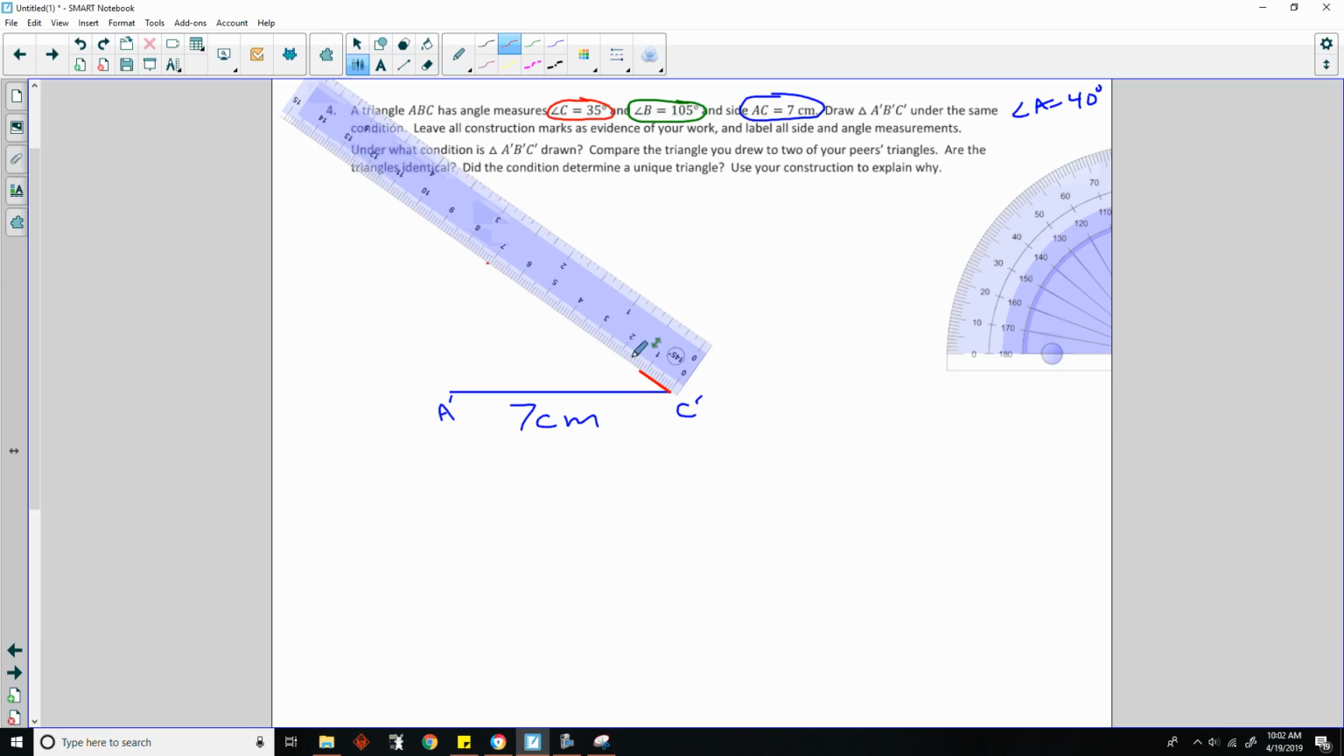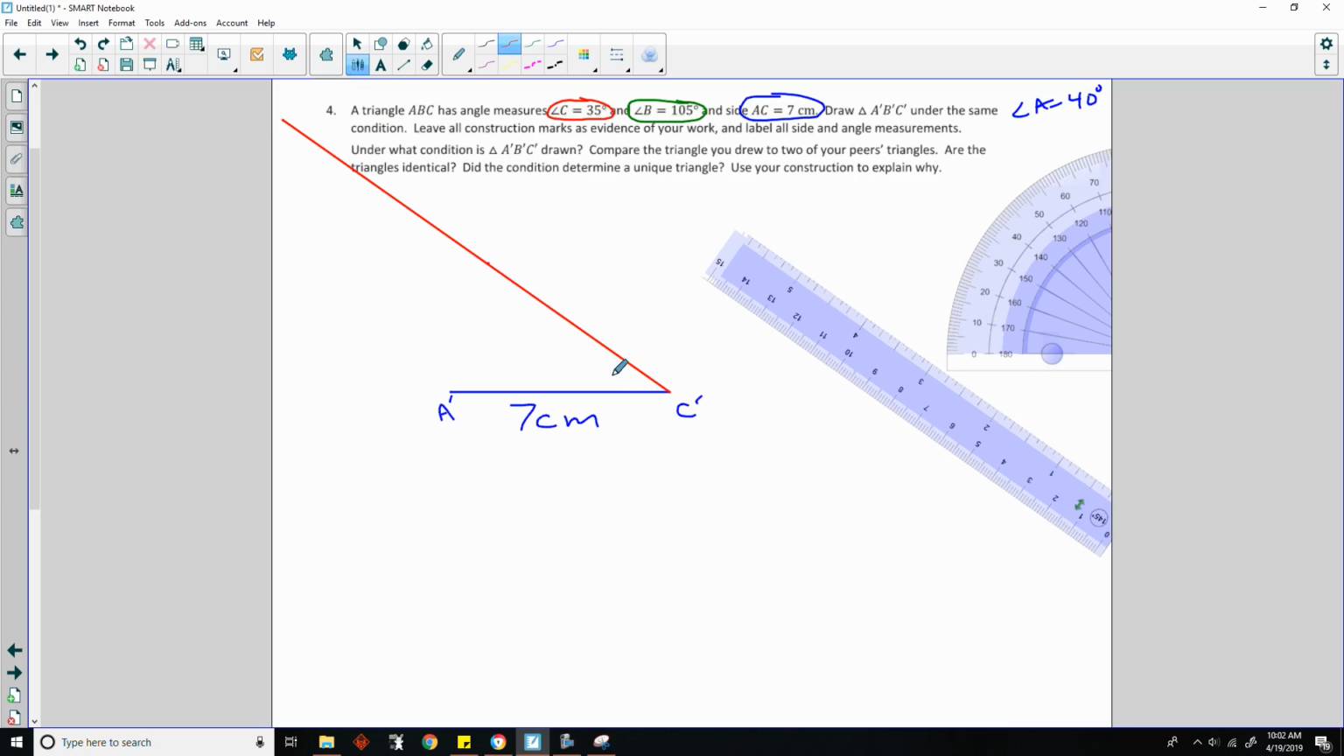And draw my line segment through that point right there. I don't know how long it's got to be, so I'll go way up to the edge of my paper. So this is 35 degrees.